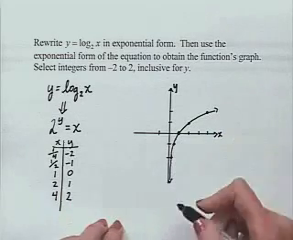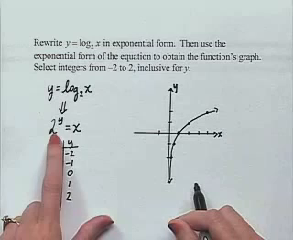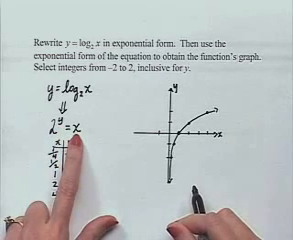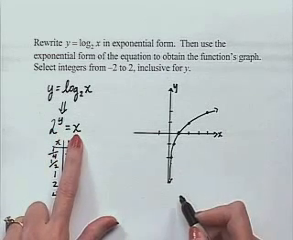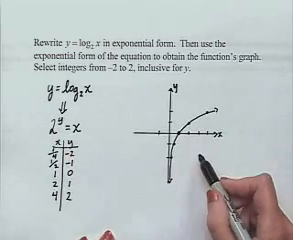Now, if we think about it, notice that our x value is equal to 2, a positive number raised to a power. Our x value will always be something that's positive. And for that reason, we see that our graph is only in quadrants 1 and 4.